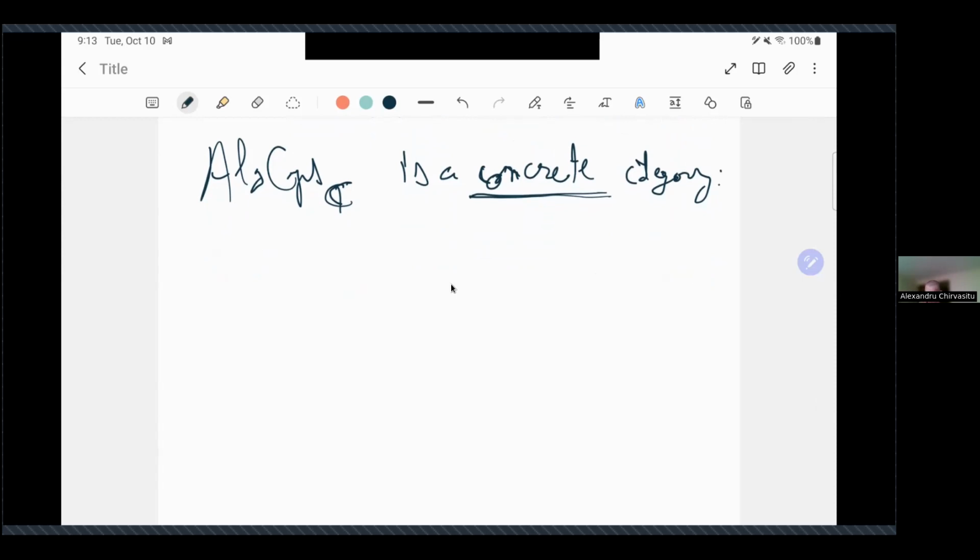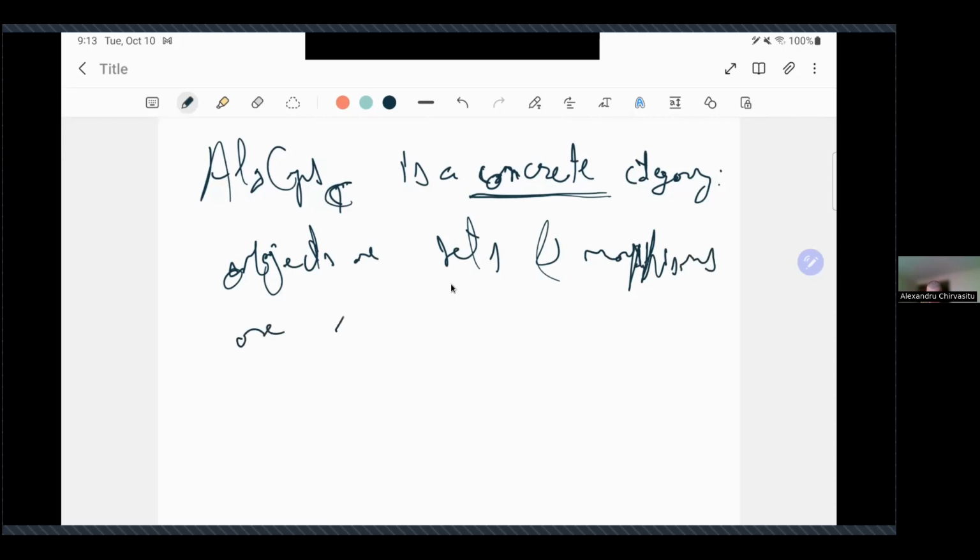And the category is concrete in the sense that its objects are sets with some additional structure, but they are at least sets. Objects are sets. And the morphisms are functions. They are structure preserving functions. They're very special functions. They have to preserve the group structure. They have to preserve the algebraic variety structure. We just talked about that. But in any event, they are functions. Morphisms are functions.